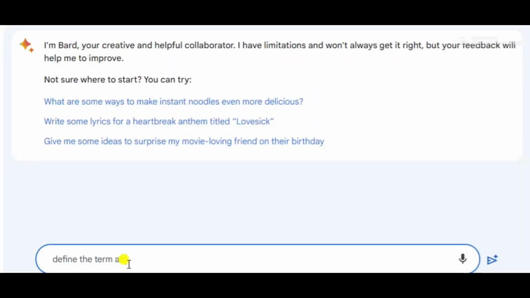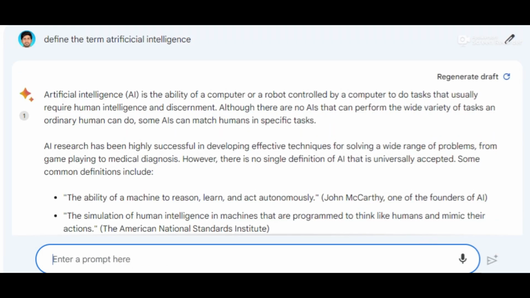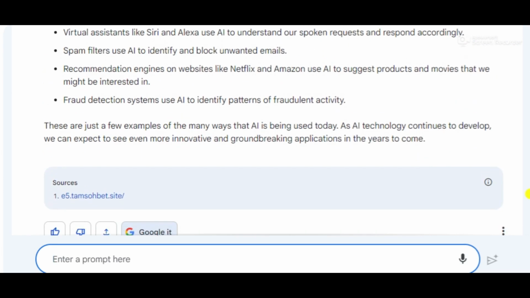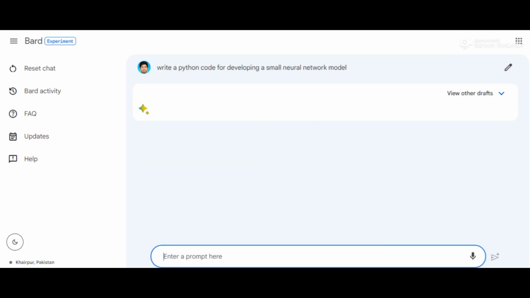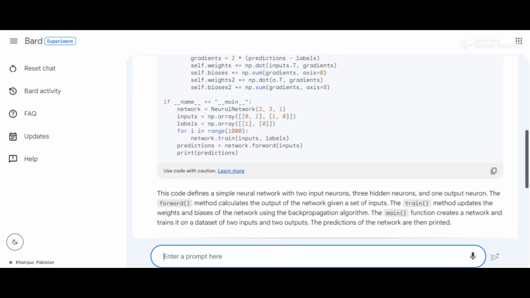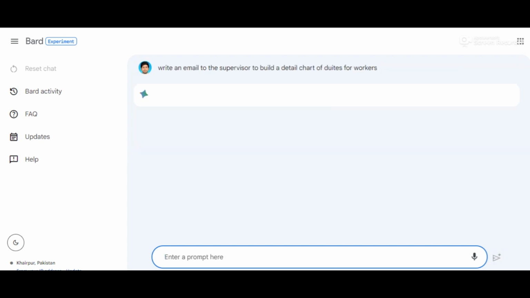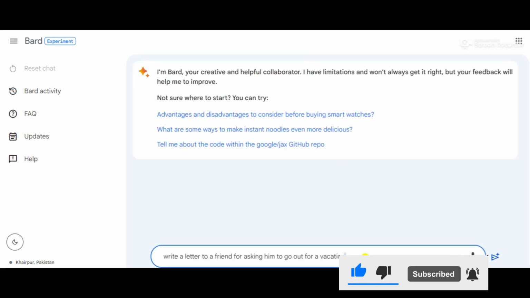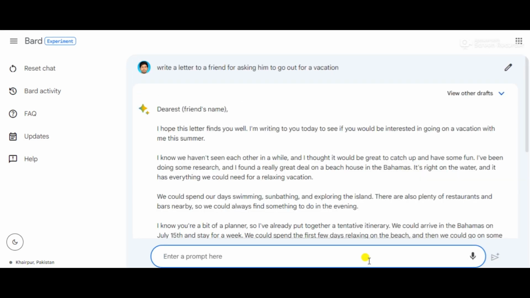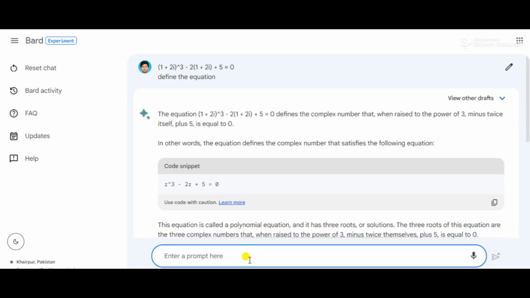Bard can do a lot of things, including answer your questions in a comprehensive and informative way, generate different creative text formats like code, scripts, write emails, letters, answer your questions about math and science, and much more.